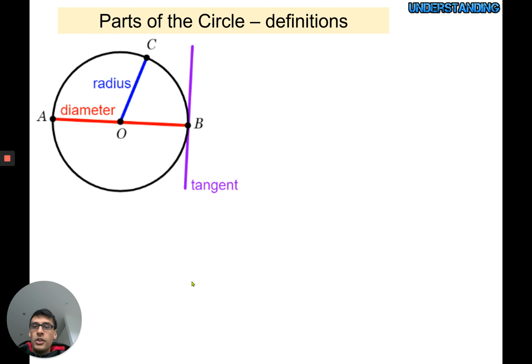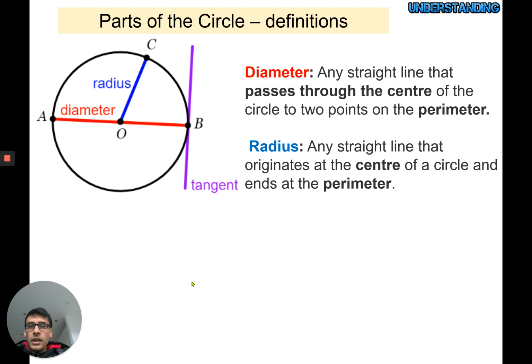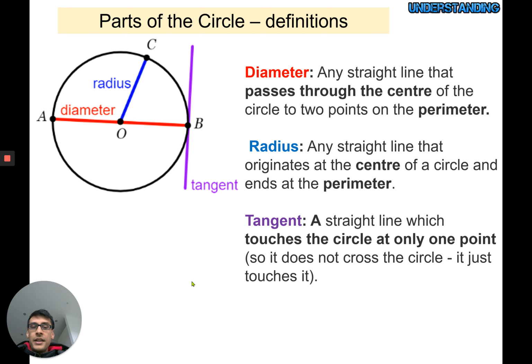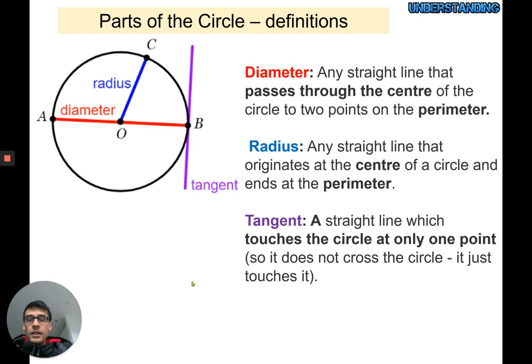So let's write some definitions down here. You can get these into your books. A diameter is a straight line that passes through the center and touches 2 points on the circumference or the perimeter, which is the same thing. And then the radius goes from the center to the circumference and is a straight line. And the tangent touches the circle at just 1 point. Okay, so you can have those in your books.